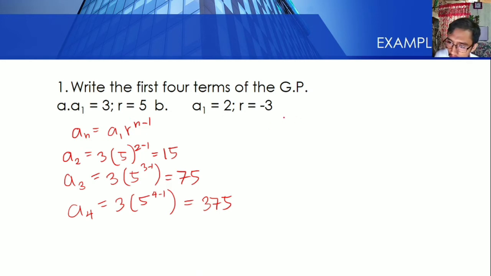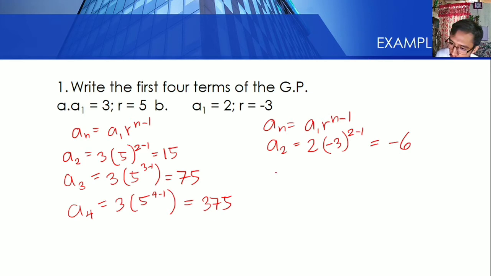Another example, so first term natin is 2, common ratio is negative 3. So A sub n is equal to A1 times r raised to n minus 1. So A sub 2 is equal to A1, which is 2, times common ratio negative 3 raised to 2 minus 1 is equal to negative 6.